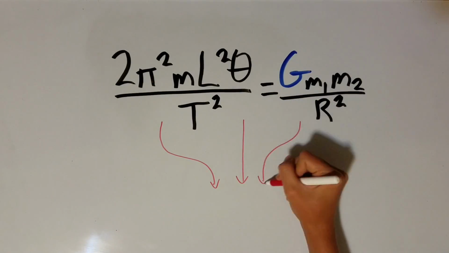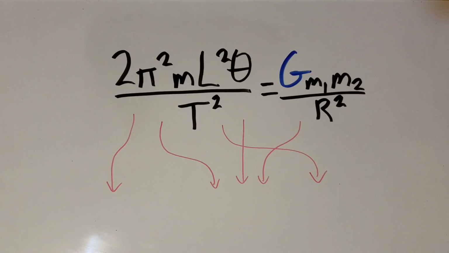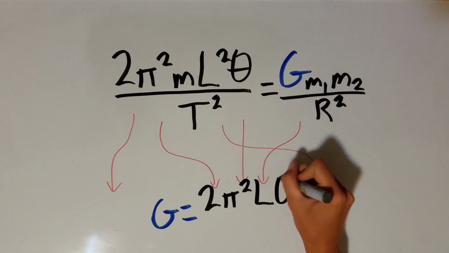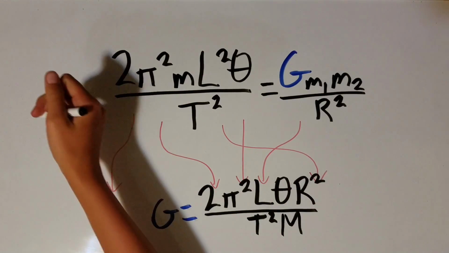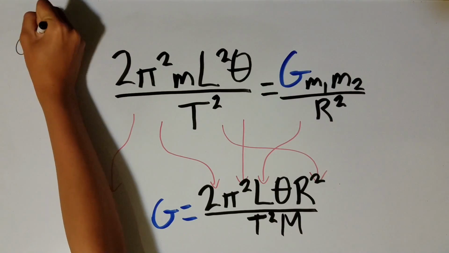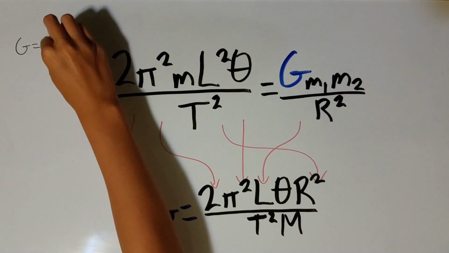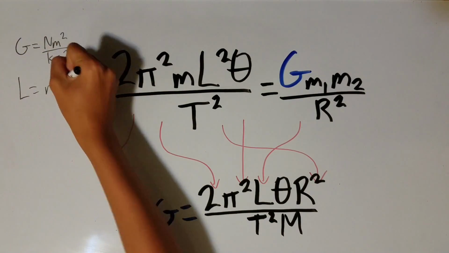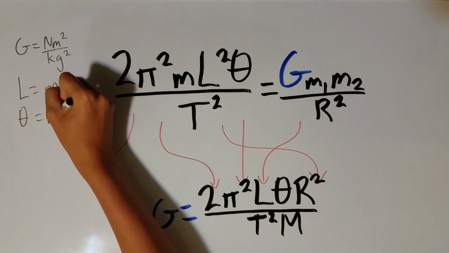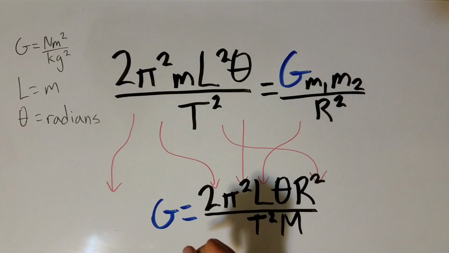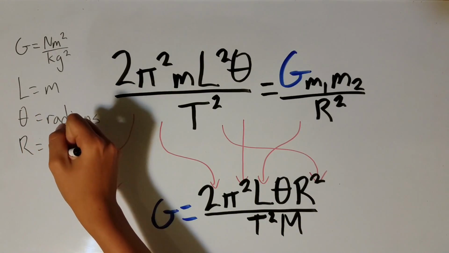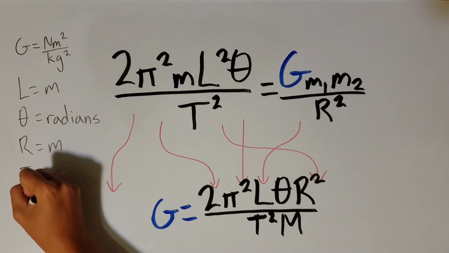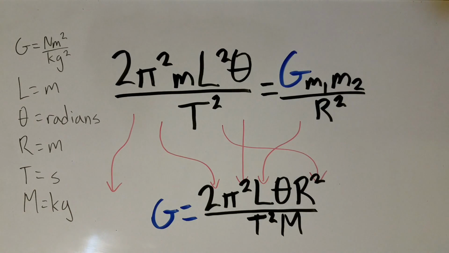With some rearranging, the equation becomes G equals 2π²Lθr² divided by T²M. G is the gravitational constant in newton meters squared per kilogram squared. L is the total length of the rod in meters. Theta is the angle in radians the rod rotates while oscillating, which will be explained in a moment. R is the distance in meters between the equilibrium point and the center of the fixed mass. T is the period of oscillation in seconds, and M is the value of the larger mass in kilograms.